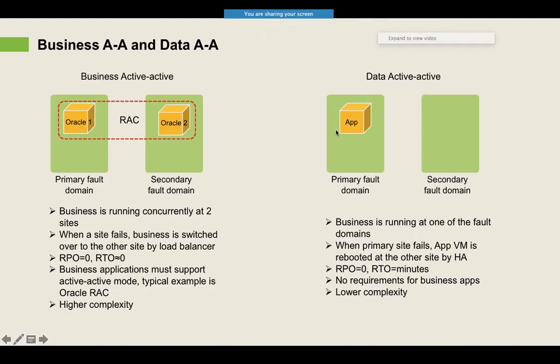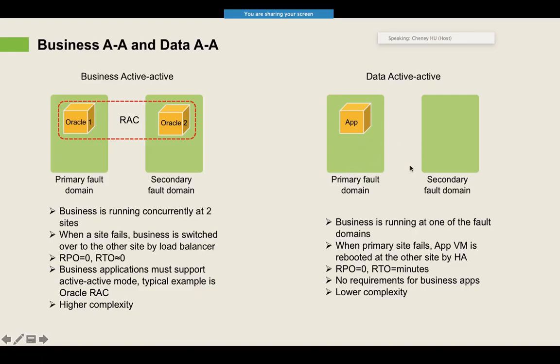In this case, the app is running on the primary site, and when some unexpected accident occurs, such as a fire or lightning strike, whatever, and this primary site fails, high availability will kick in to reboot this application, to reboot this VM on the secondary fault domain. In that case, the RTO will be minutes. Okay, the RTO will be the reboot time of that failed VM.